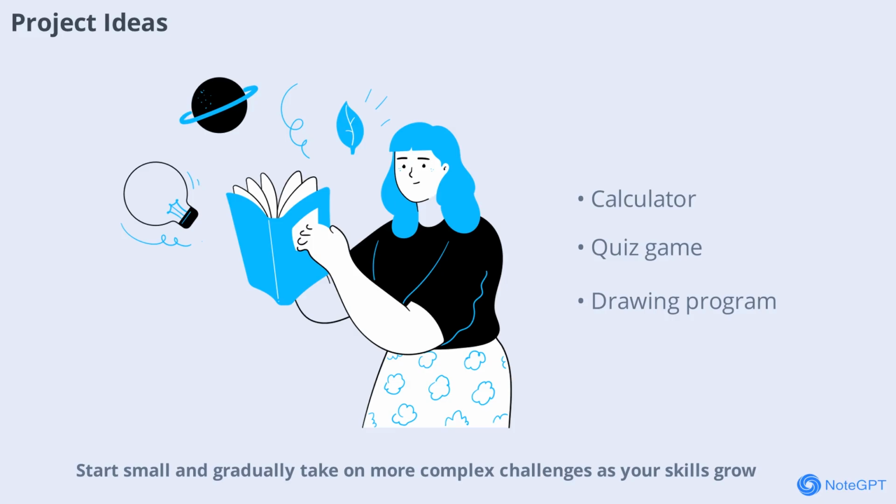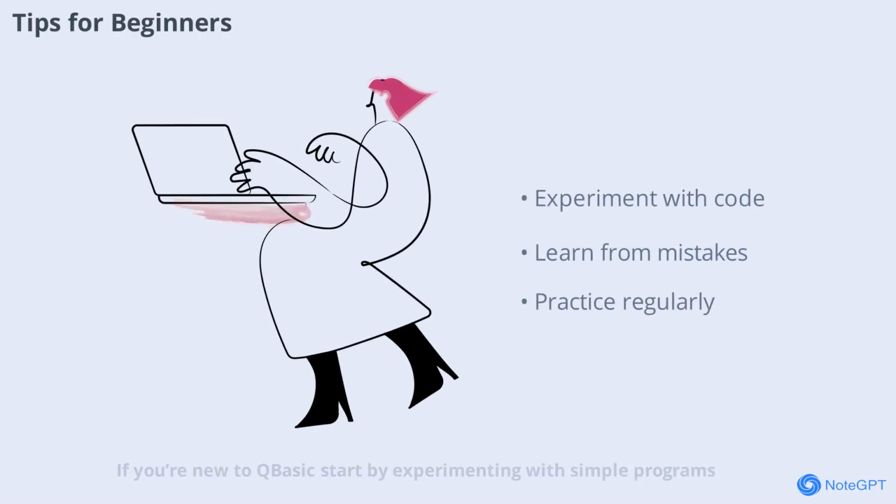Start small and gradually take on more complex challenges as your skills grow. If you're new to QBasic, start by experimenting with simple programs. Don't be afraid to make mistakes. Every error is a learning opportunity. Read sample code, try modifying it, and see what happens. Practice regularly to build your confidence and understanding. Remember, programming is a skill that improves with time and effort. Stay curious and keep exploring new ideas.